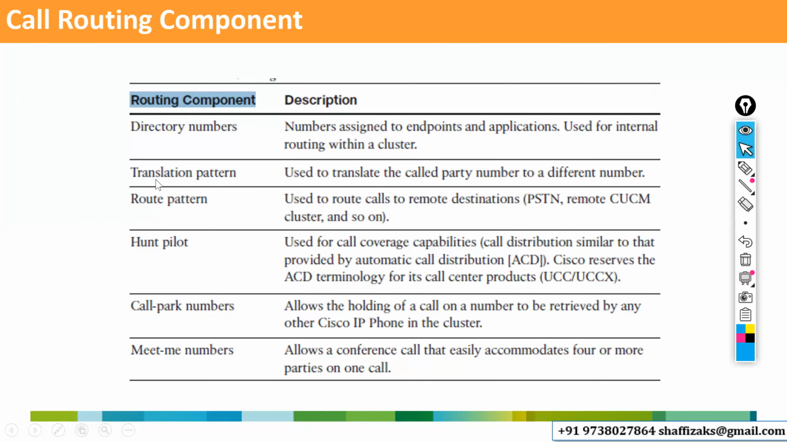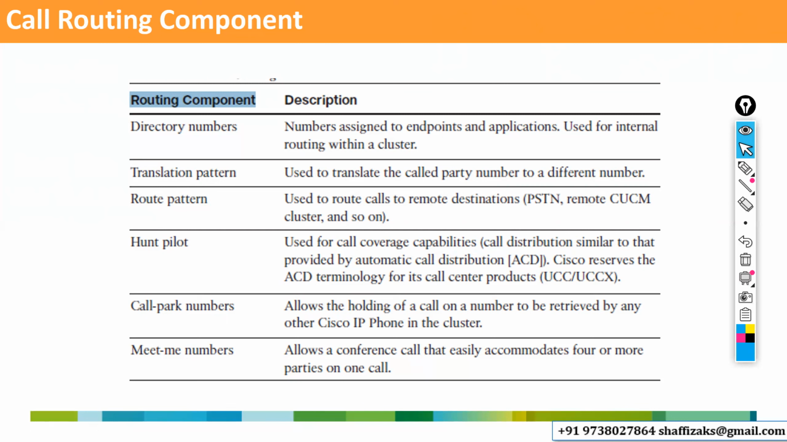Next, translation pattern. We use this translation pattern to manipulate the number. Next, route pattern, to make an external call, for the call to be forwarded to the outside. Route pattern is required. Hunt pilot number, automatic call distribution. For example, one single number has to be routed to multiple numbers. Call park number, Meet-Me number. So these are the different types of numbers we have.